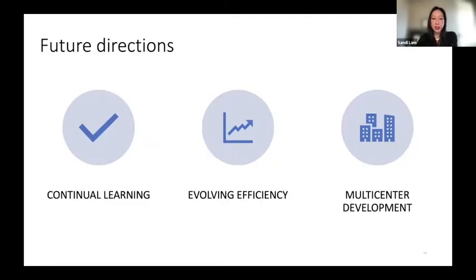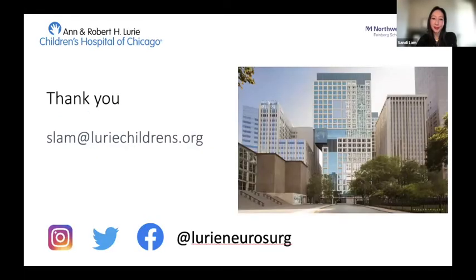Future directions: I have so much more to learn. We need evolving efficiencies and multi-center development and collaboration. Thank you so much for allowing me to share this tour of expanding applications in neuroendoscopy.